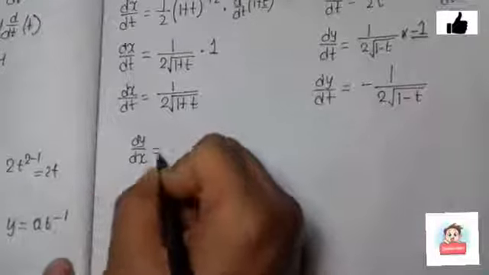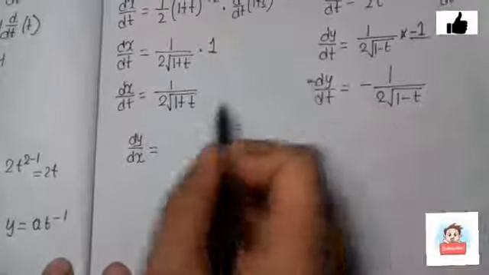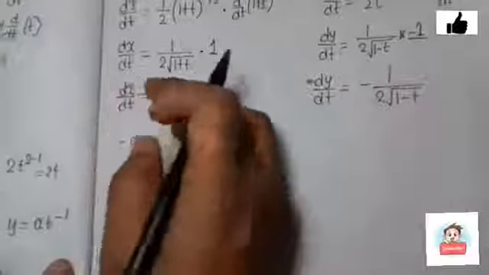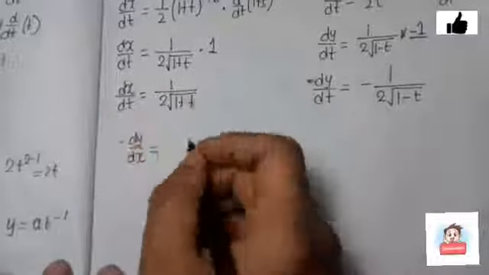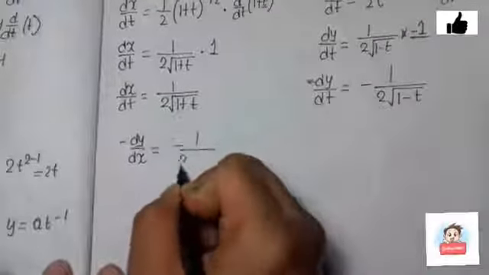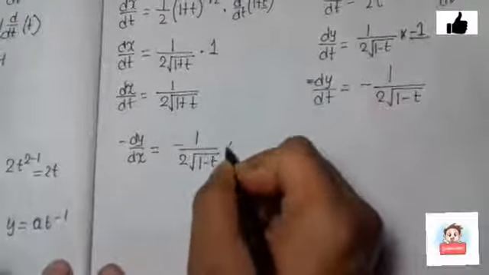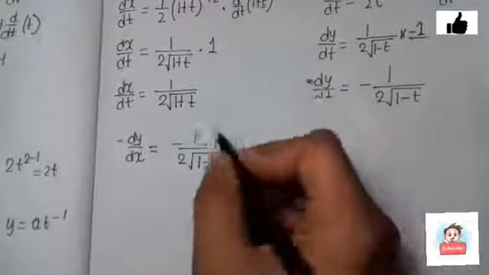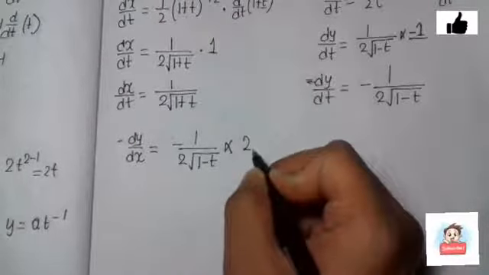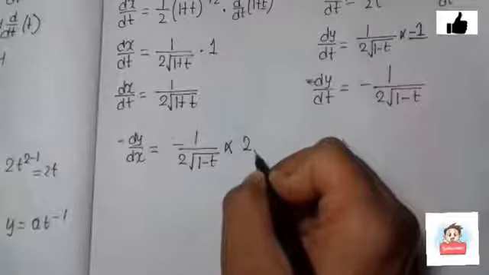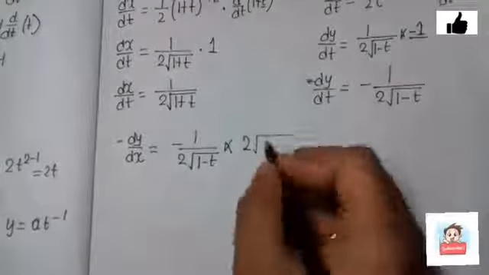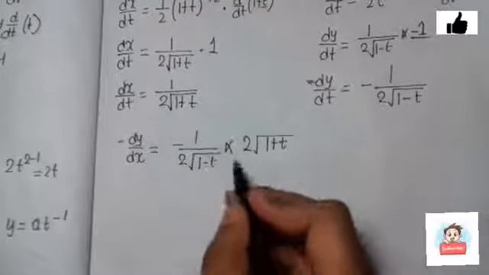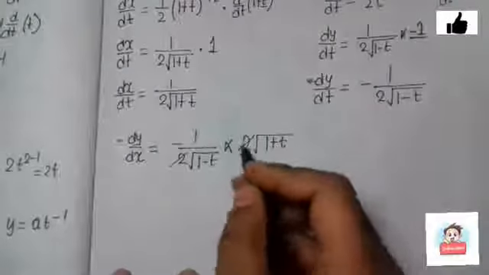To find that, as it is in numerator, we don't need to change this one, but we will change this one, because the dx part will come in denominator. So the value comes to 2 root 1 minus t, into 2 root 1 plus t. It is in denominator, now it will go to numerator. So it will come over here directly, but the 2 value gets cancelled, 2 cancel.